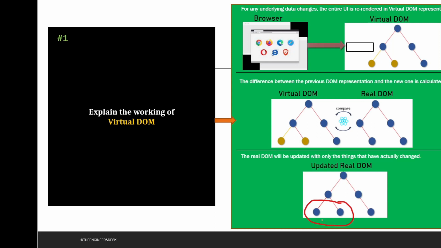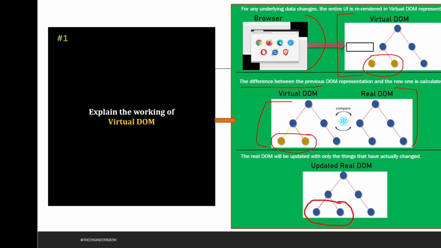The first one is, for any underlying data change, the entire UI is rendered in a virtual DOM representation. So this is your browser and this is the rendering of your UI. It has been rendered in the virtual DOM representation, and two changes happened. Next, the difference between the previous DOM representation and the new DOM is calculated. So this is your real DOM and this is your virtual DOM. The difference will be calculated, like what the updated changes are. It will identify that everything is the same except these two particular changes.